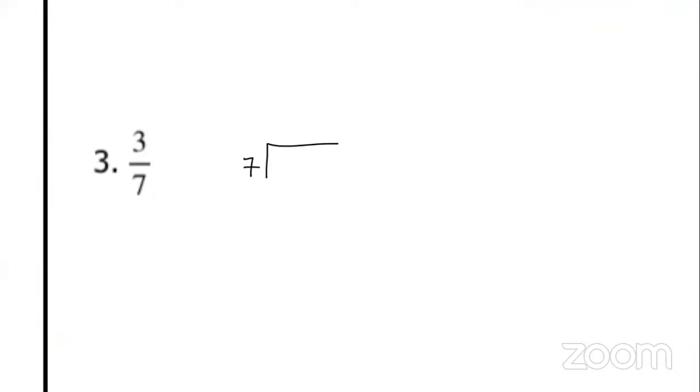So long division. 7 divided by 3. Now you might be thinking this doesn't make sense, but you can do long division with decimals. So 7 cannot go into 3. 0 times 7 is 0, minus, carry it down, that's a 3.